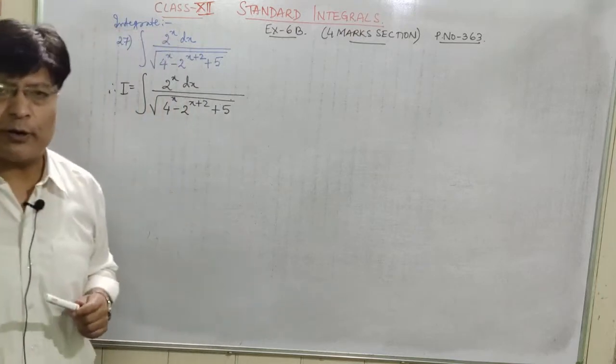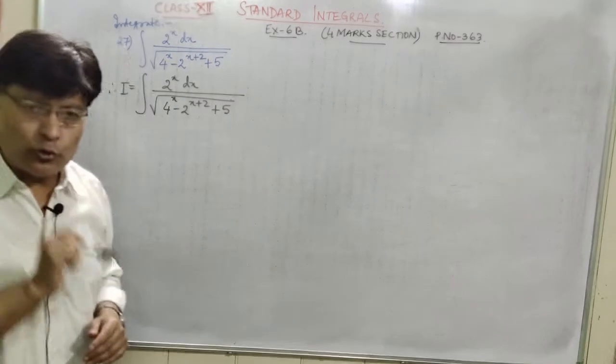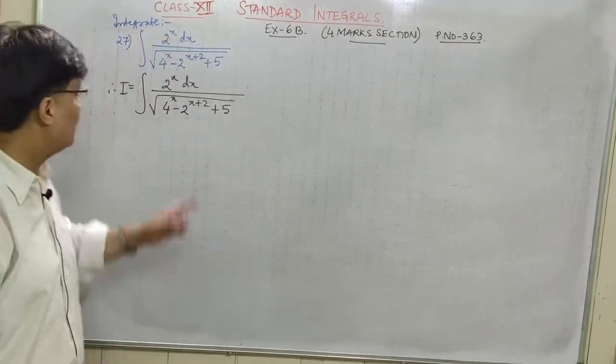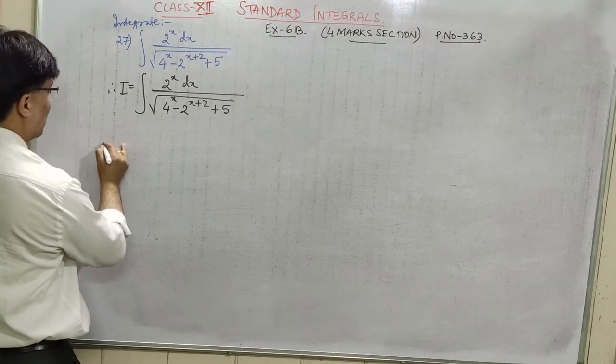That means we are getting 2 to the power x. That is, differentiation of 2 to the power x will be 2 to the power x log 2 base e. That means we are getting the numerator. Okay. So let us simplify this denominator.